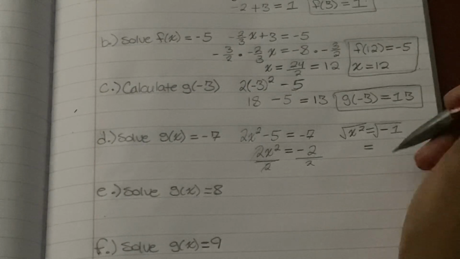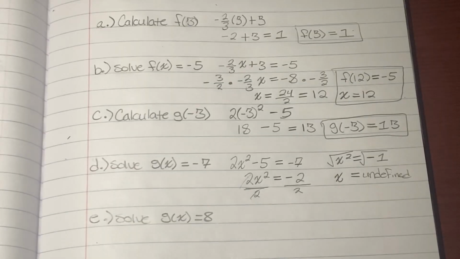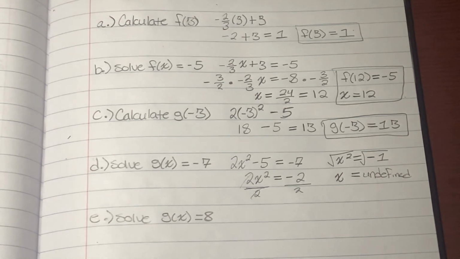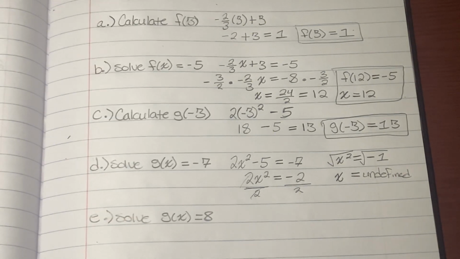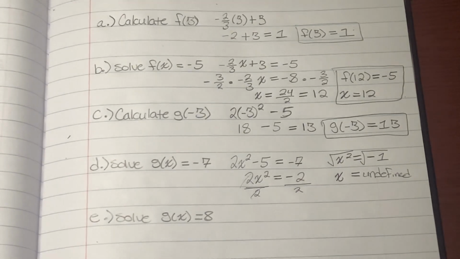Except you can't take the square root of a negative number. Okay, so I did check just to make sure I wasn't giving out false information, and I'm going to put the screenshot on the video, but as you can see, g of x is undefined. There is no place where the output is -7. So if you're looking for that for question D, for part D at least, you won't find it.